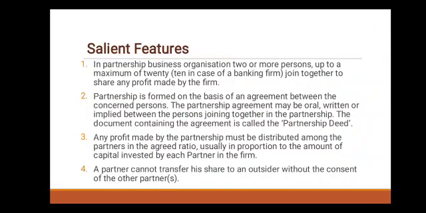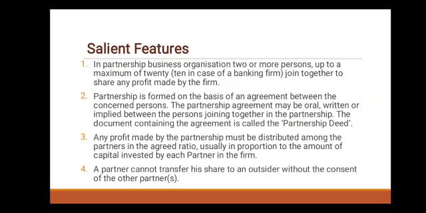Next point, salient features of partnership. In a partnership business organization, two or more persons, up to a maximum of 20, or 10 in case of a banking firm, join together to share any profit made by the firm. Second, partnership is formed on the basis of an agreement between the concerned persons. The partnership agreement may be oral, written, or implied between the persons joining together in the partnership. The document containing the agreement is called the partnership deed.